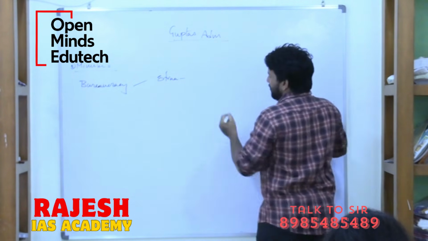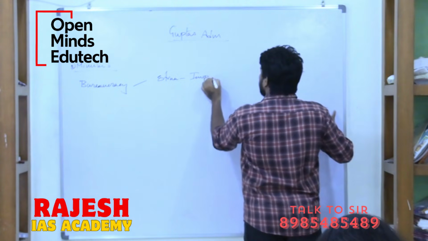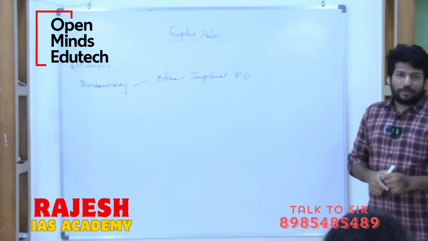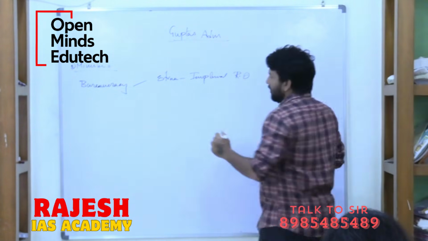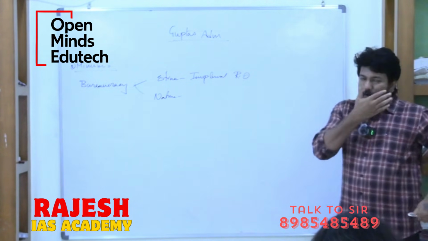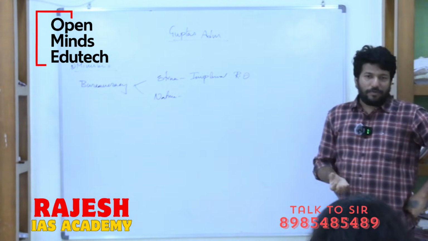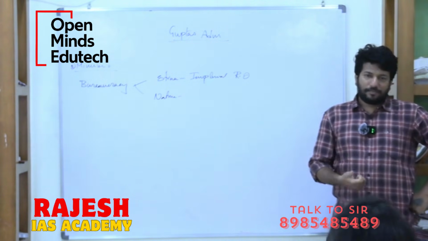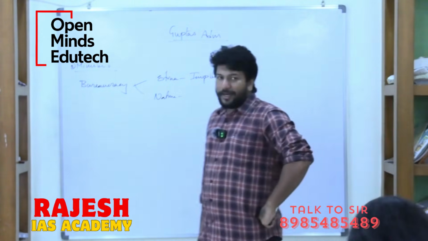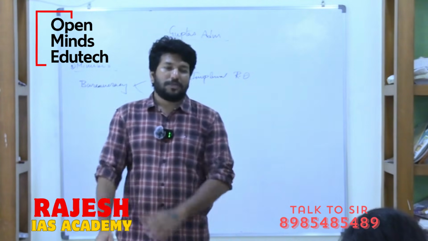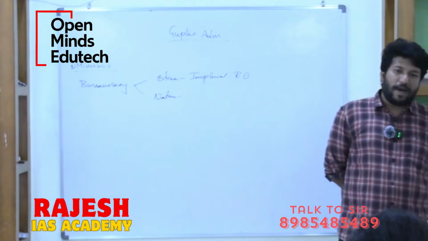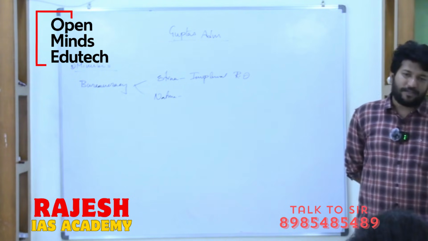What is the main role of bureaucracy? To implement the royal orders. Their main duty is to implement the royal orders. But what has changed? The nature has changed. In Mauryan time, they were appointed from any background through merit and examination. In Gupta's time, Brahmins dominated the bureaucracy. I am not saying only Brahmins, but Brahmins are getting advantage.